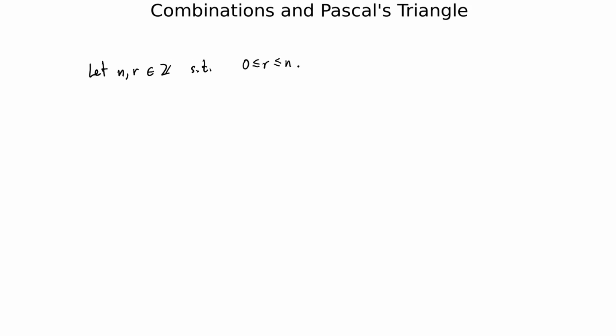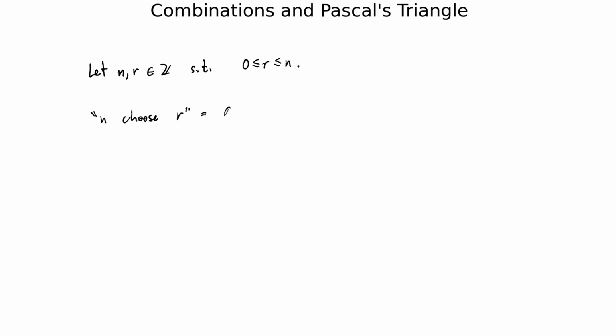So let's let n and r be integers such that 0 is less than or equal to r is less than or equal to n. Okay, so n is at least as big as r, probably, hopefully bigger, probably depends on what we're doing here. But the formula then for the combination of n choose r, we read this as n choose r.